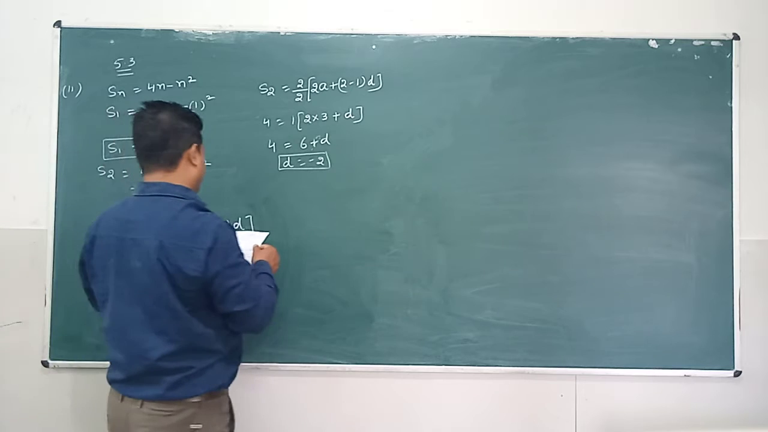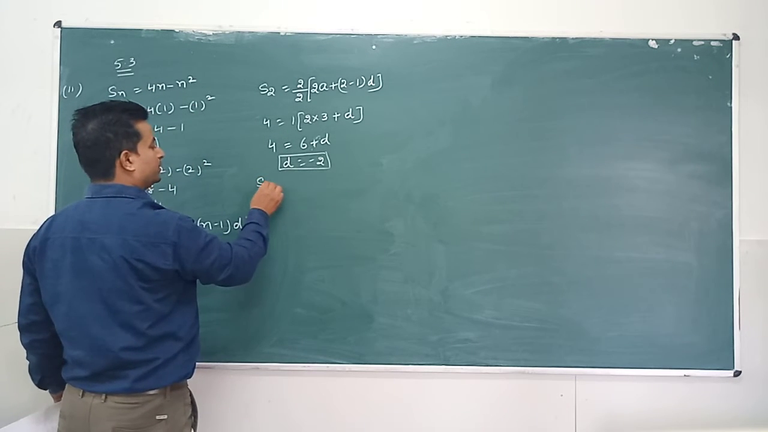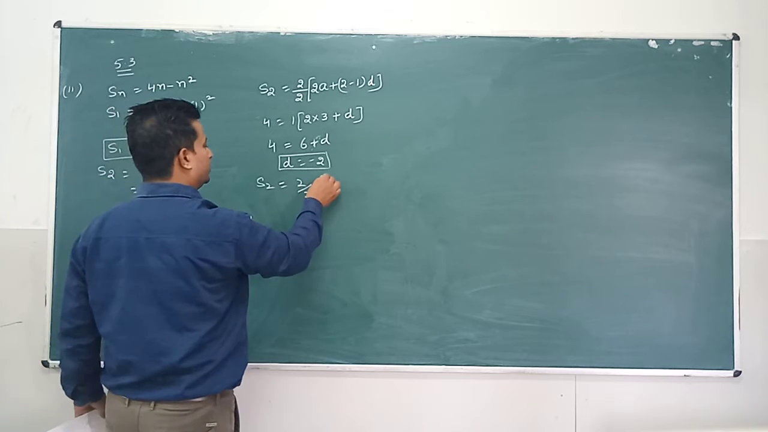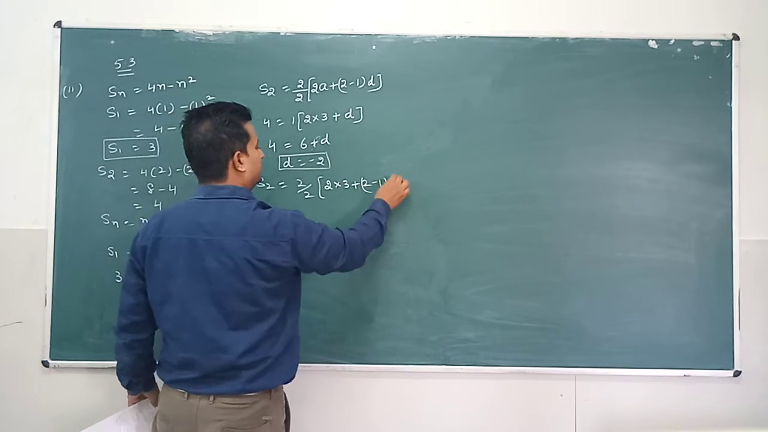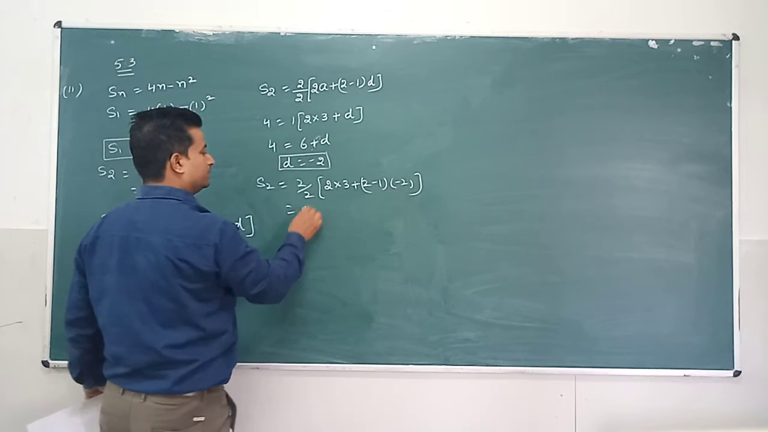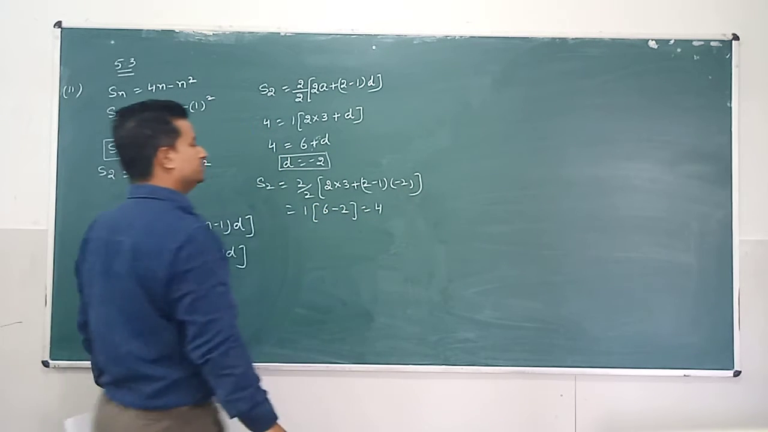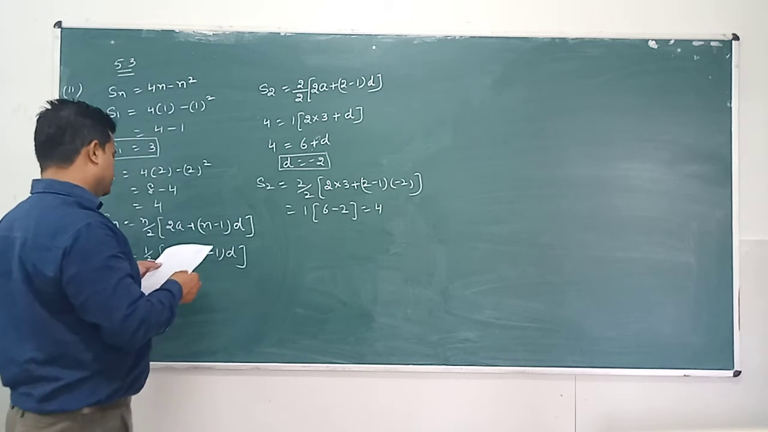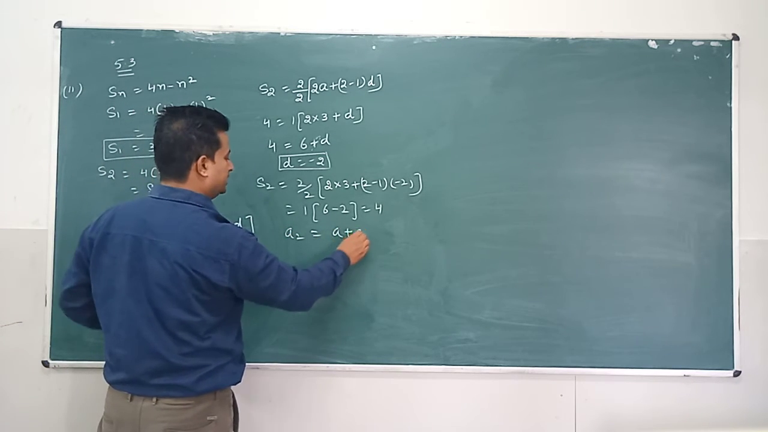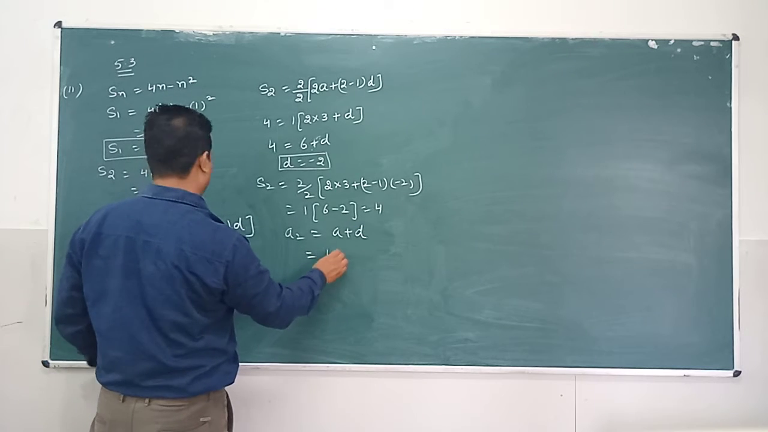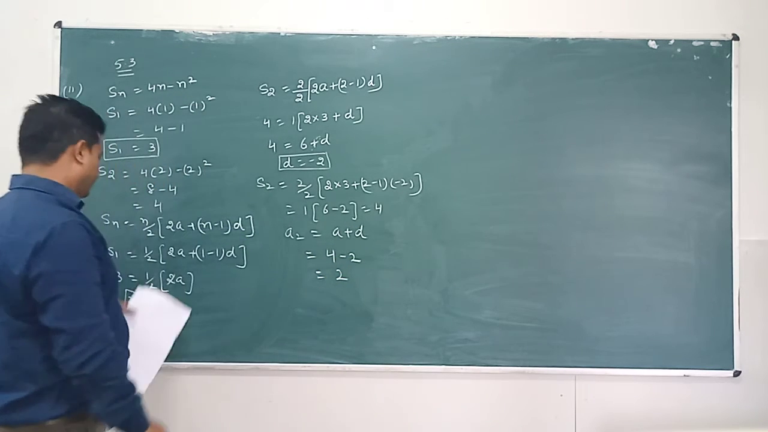After this we find the sum of the first two terms. The sum of the first two terms is S2, which is 2 upon 2, here a is 3, 2 minus 1, d is minus 2. So this is 1 into 6 minus 2, this is 4. This means the sum of two terms is 4. What is the second term? The second term is a plus d. So a is 4, d is minus 2. The second term is 2.